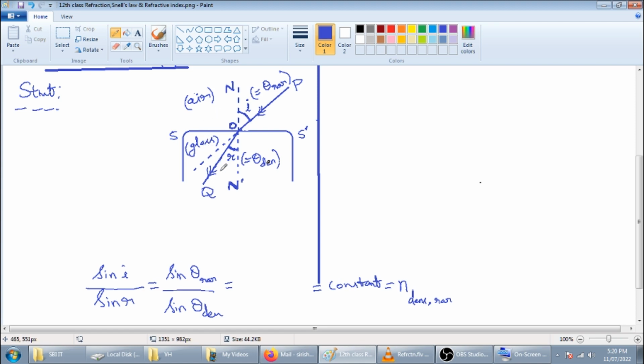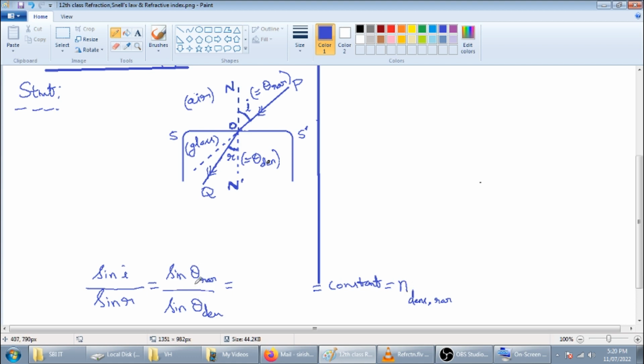Now the important thing is, the refractive index constant for glass with respect to air or vacuum is experimentally determined as 1.5. Like that, for every denser medium with respect to any given rarer medium, this refractive index will have a fixed constant value. Now why is this ratio constant?